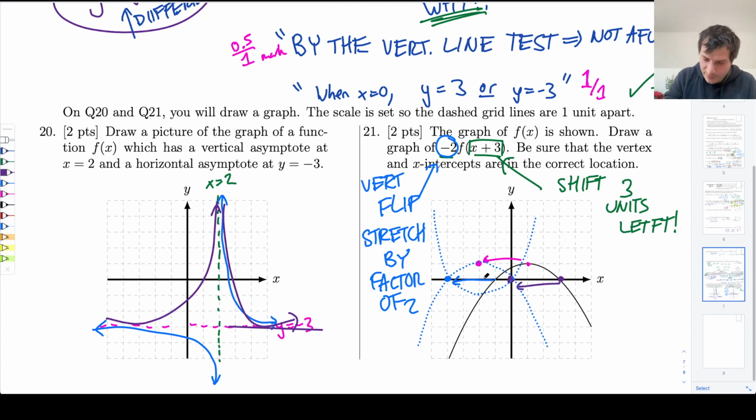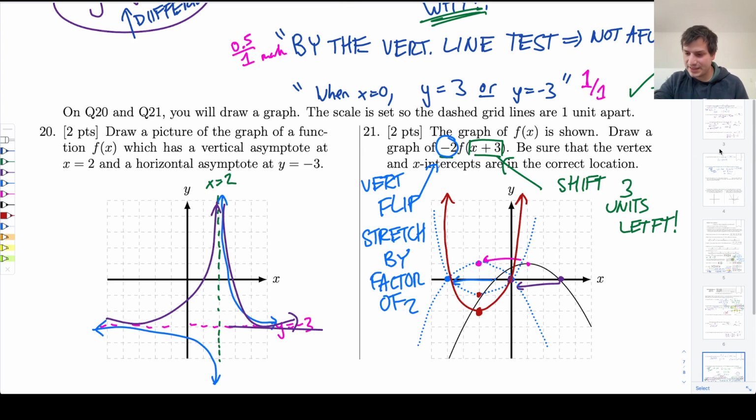And to really get the full marks, you had to also stretch it out by a factor of 2. When you stretch it by a factor of 2, the vertex goes down from -1 to -2. So the correct final answer looks like that. That is the correct final answer. You had to get all of those things to get the full marks. Almost everybody got some part marks here. 1.5 was very common. 1 out of 2 was also common, but pretty well done.